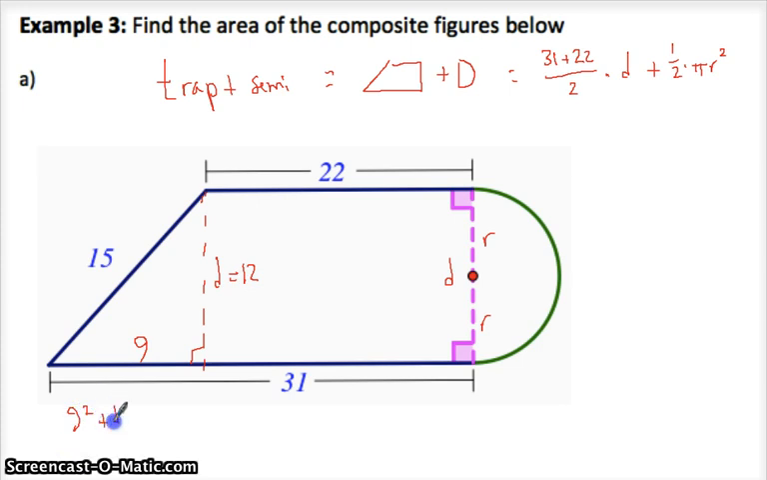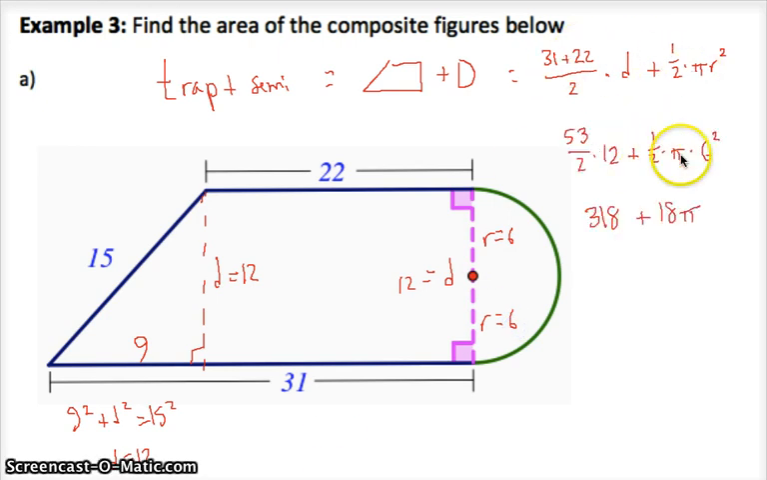Check me out with Pythagorean theorem: 9 squared plus d squared ought to be 15 squared. Use your calculator. I'm pretty sure that's right. So if that's 12, these guys are 6. Let me fill in the formula. Okay, and so I've done that. Put the numbers in the formula. I get 318 plus 18 pi.